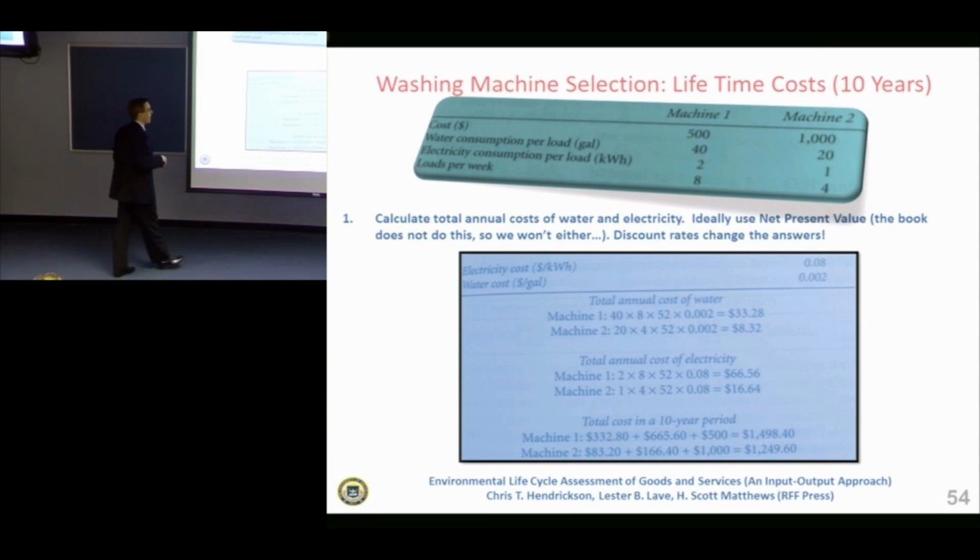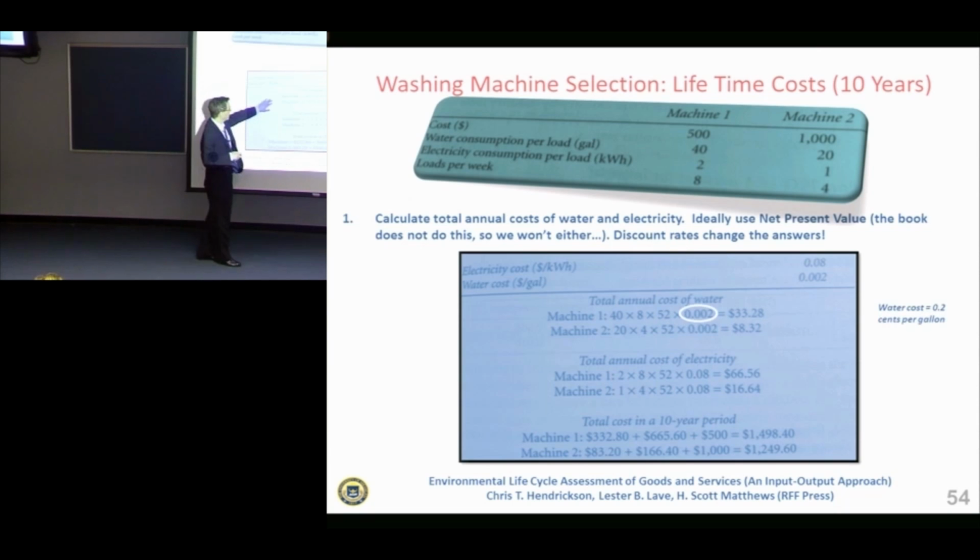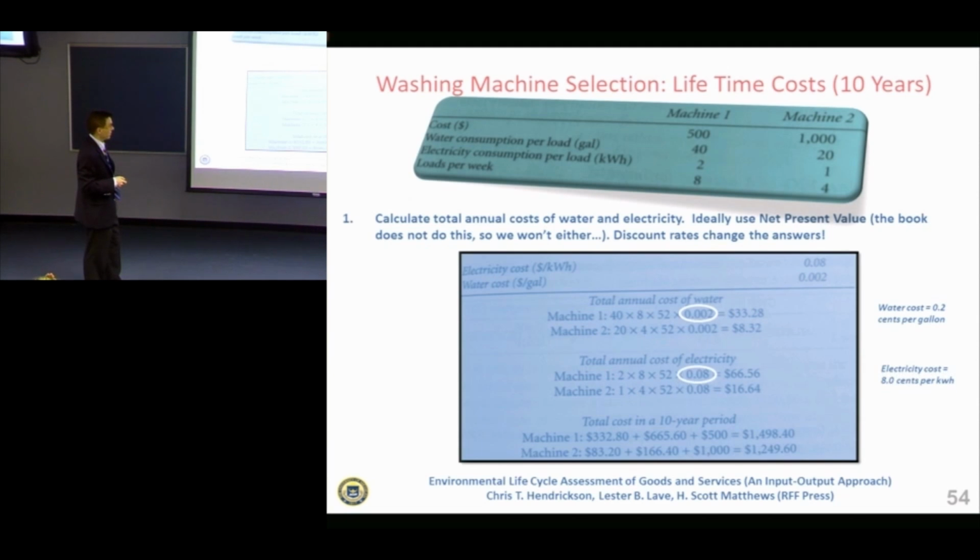So you can add up the costs. This is kind of fun, right? So here's machine one. And this is the annual cost of water. So we're going to input that to the water sector. You get $33 annually for machine one and $8 for machine two. 8 cents per kilowatt hour electricity cost. The total is about $66 for machine one per year. Machine two is about $16 per year.